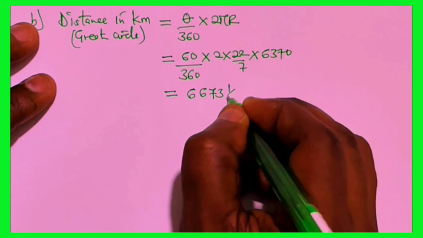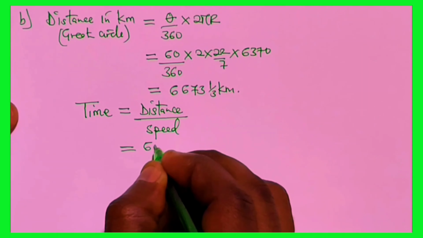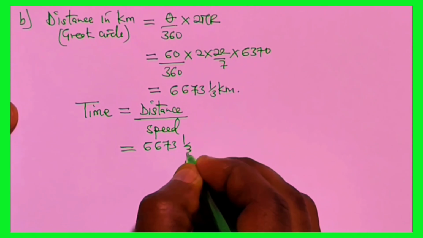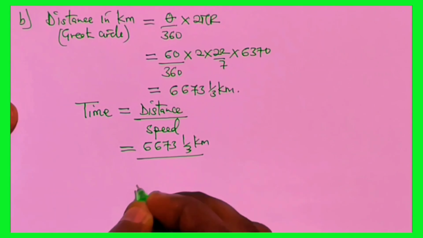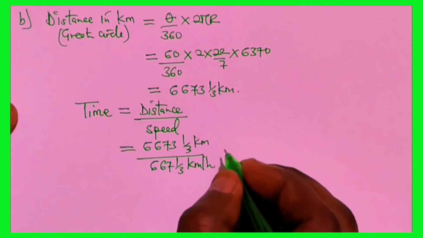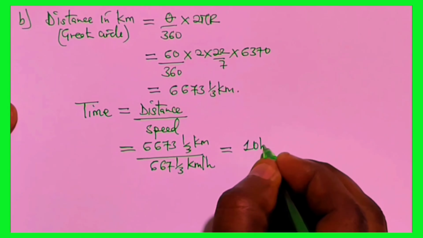Now that we have the distance and also the speed which has been given in the question, we can find time using the relationship that time is equal to distance over speed. The distance is 6,673 and a third kilometers, and we divide this by the speed, which is 667 and a third kilometers per hour, and the solution here will be equal to 10 hours.